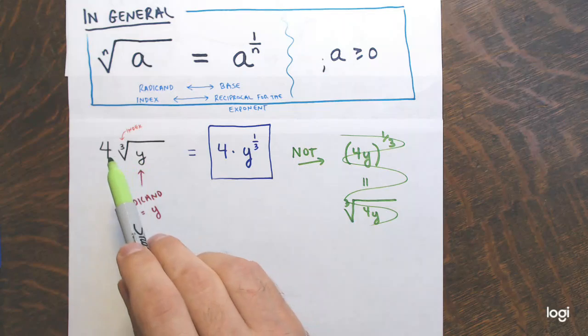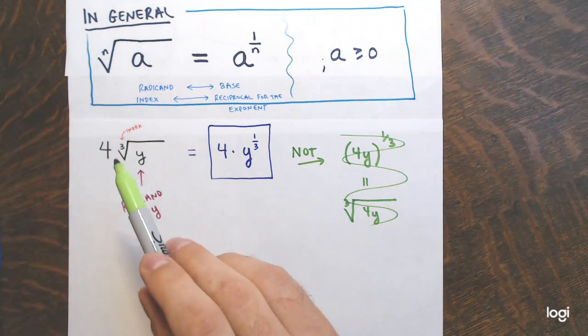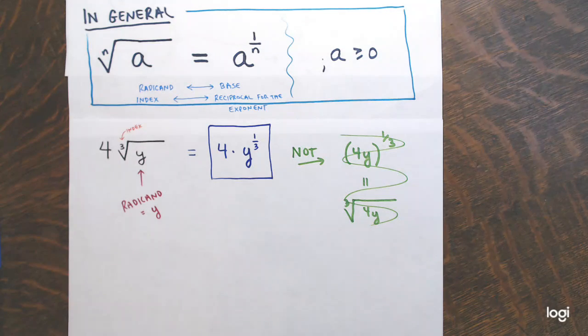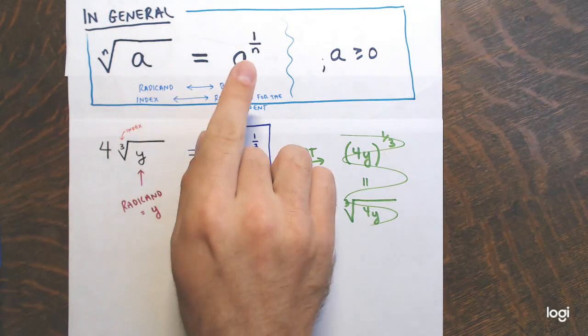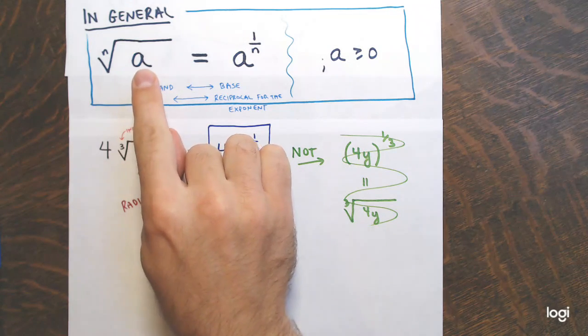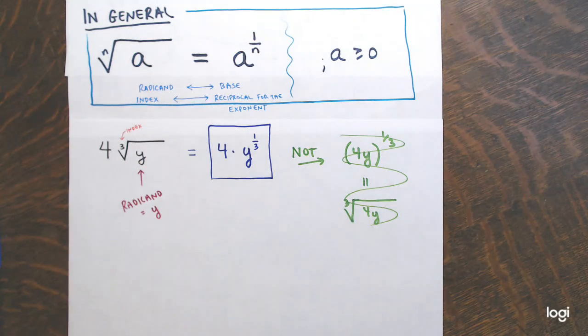I want 4 on the outside times, and then the cube root of y is equivalent to y to the 1/3. All right, wonderful. So please get that relationship down. You're going to see it a lot. The nth root of a is equivalent to a to the 1/nth power, and vice versa.